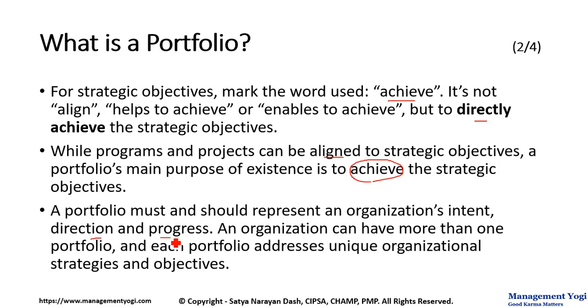What is the intent of the organization? What is the direction towards the vision and the progress? An organization can have more than one portfolio, and each portfolio addresses unique organizational strategies and objectives. So an organization can have a number of strategies and objectives documented in the strategic plan of the organization. You have to take multiple portfolios to meet the strategies and objectives. For example, one portfolio is going to take 2 or 3 strategic objectives which will be achieved. Another portfolio again will help achieve some of the strategies and objectives.